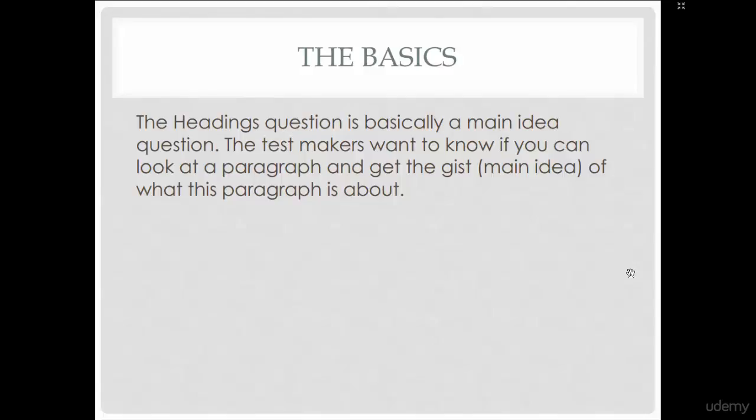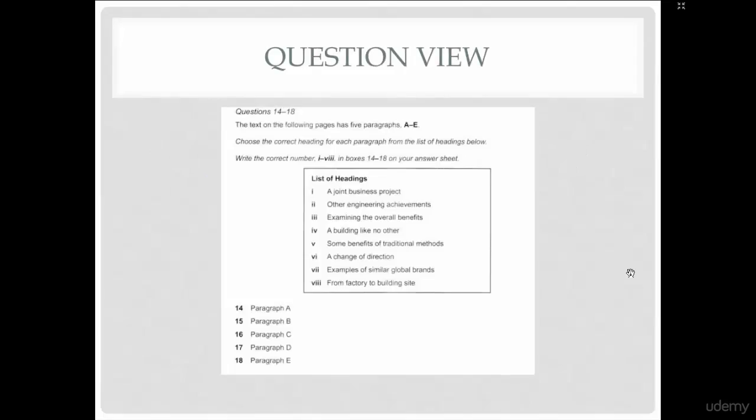Okay, so let's look at the strategy for doing this particular kind of question. This is what it looks like. As you can see here, we have the box that says list of headings, and then we have the questions at the bottom: 14, 15, 16, 17, 18. First, you'll notice, of course, that we have more headings than we have questions. And you can only use a heading once. You can't use a heading more than once. And you can only pick one answer for a question, right? So that means that some of the headings don't belong.